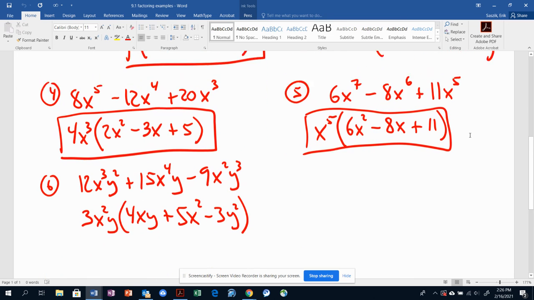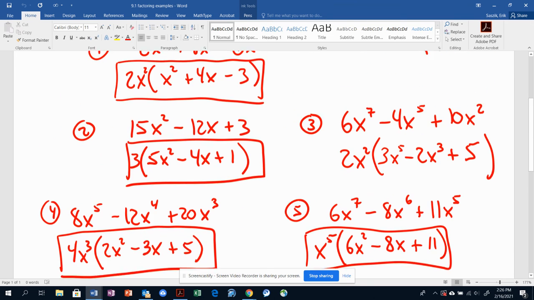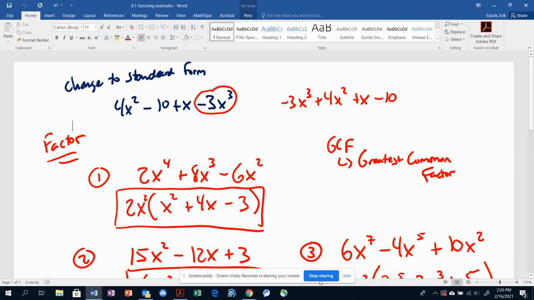And here's one with different variables. But it's the same idea. I can still take out 3 from 12, 15, and 9. Boom, did it. And then what's the lowest power of x present? X squared, take it out. What's the lowest power of y present? Just this y, take it out. And then the powers get reduced appropriately. All right? See me if you need help.